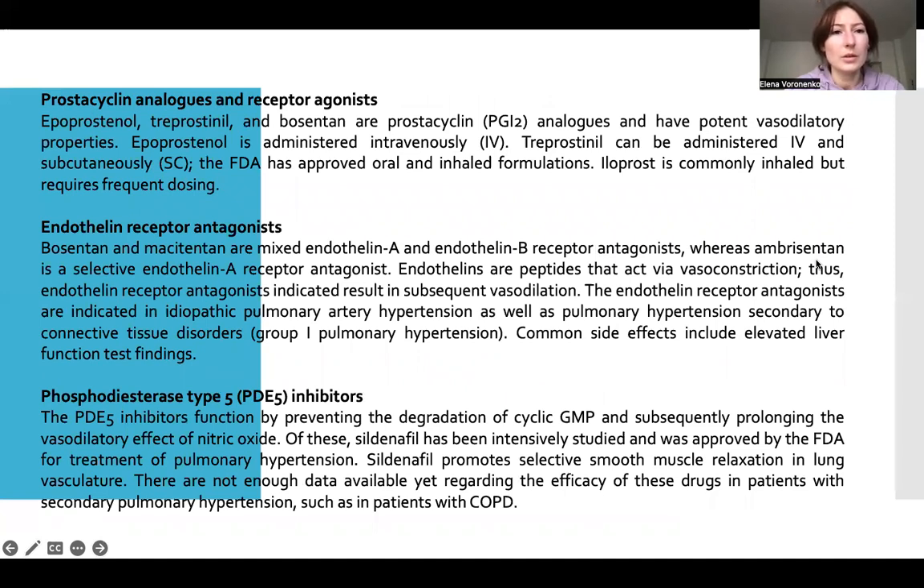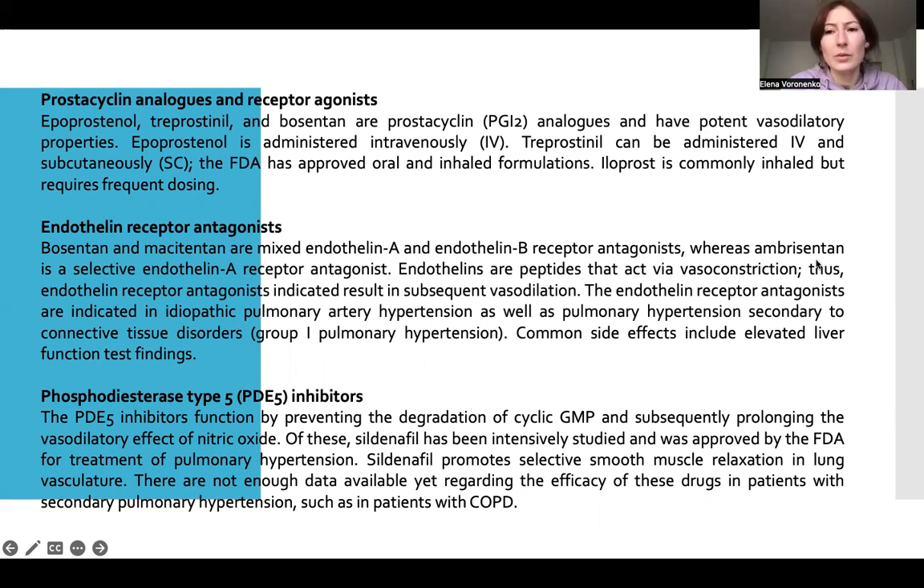Prostacyclin analogs and receptor agonists. Epoprostenol, treprostinil, and beraprost are prostacyclin analogs and have potent vasodilatory properties. Epoprostenol is administered intravenously.